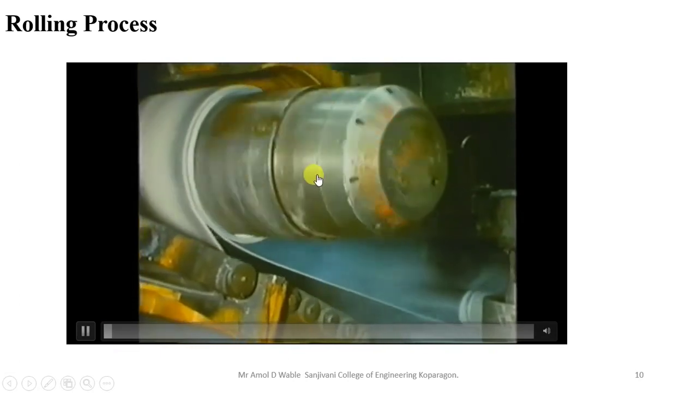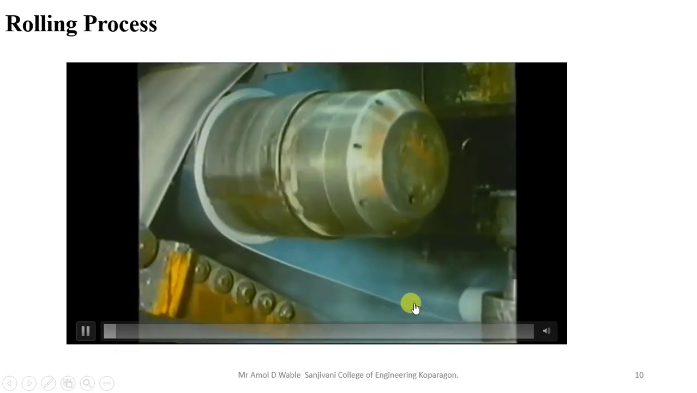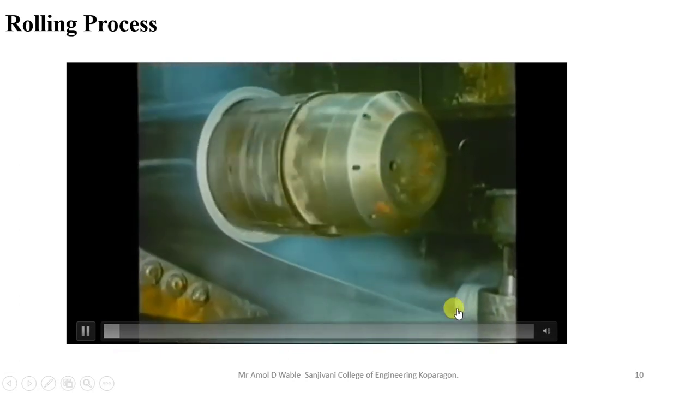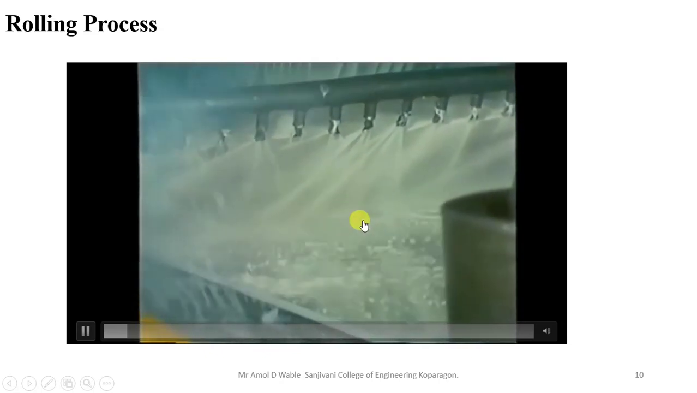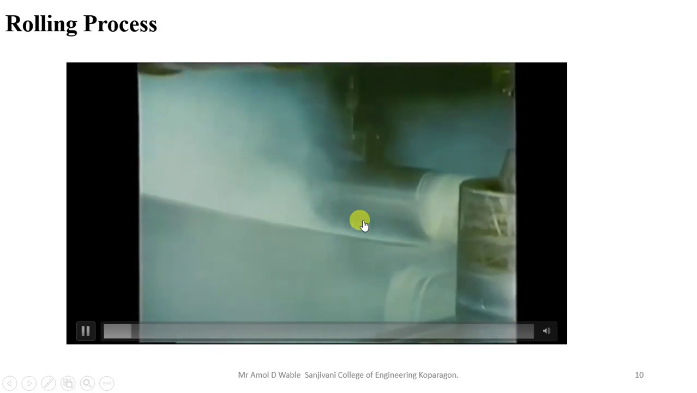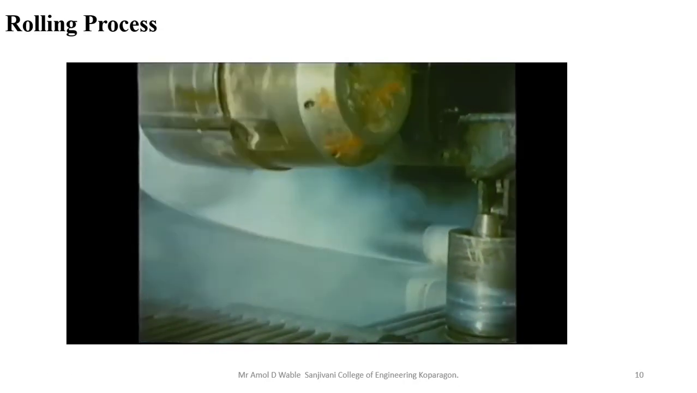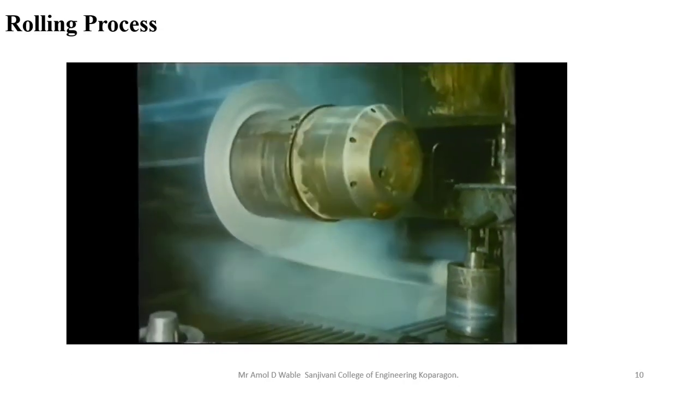Here the shaft is rotating, it is actually pulling the material through the roller. This is your sheet. Even you might have seen this kind of sheet in a fabrication workshop, where we can use it for making different components.